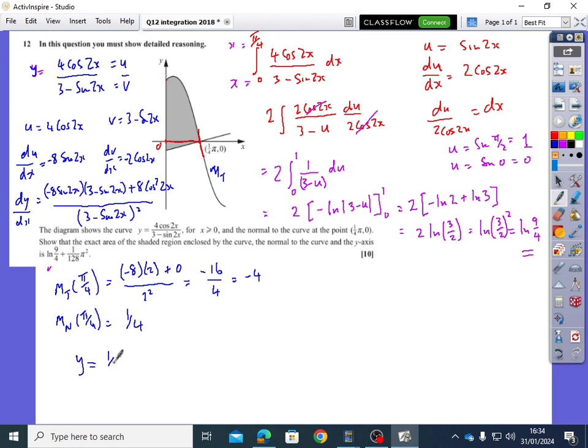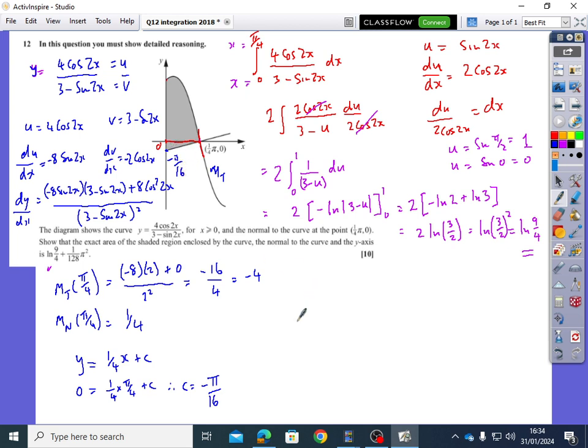So the equation of this line will be in the form y equals mx plus c, where m is a quarter. Now if I put in those points where y is 0 and x is a quarter pi, 0 equals a quarter times pi over 4 plus c, so that's going to give me pi over 16, and therefore c will equal minus pi over 16. So that means the intercept here is minus pi over 16.